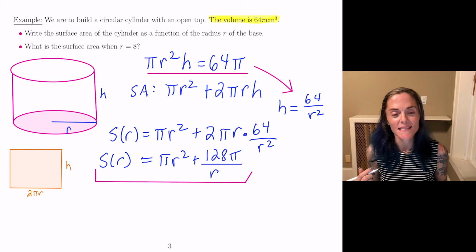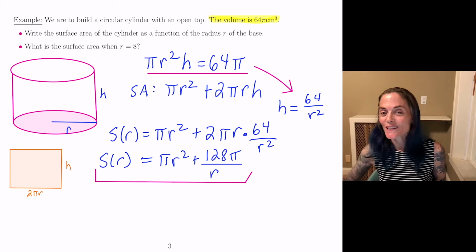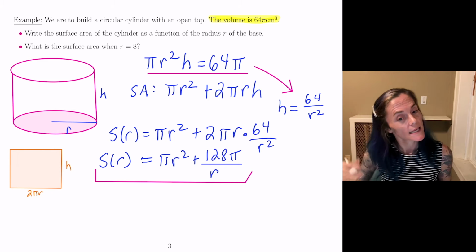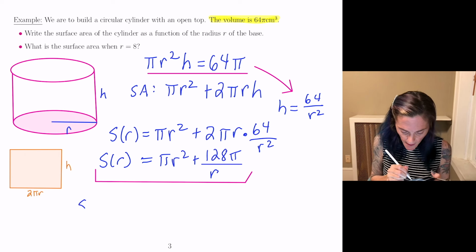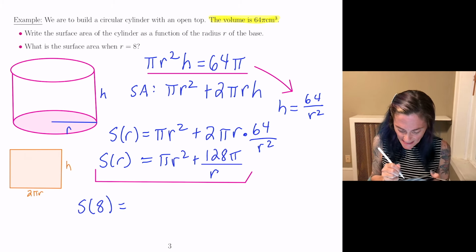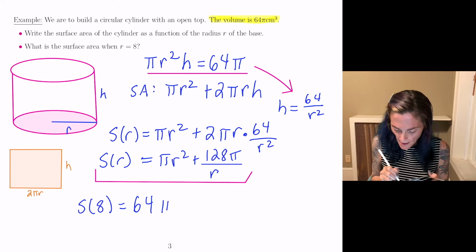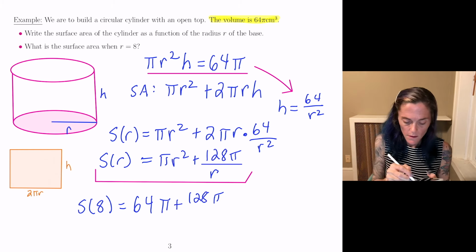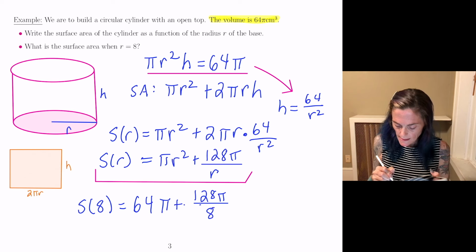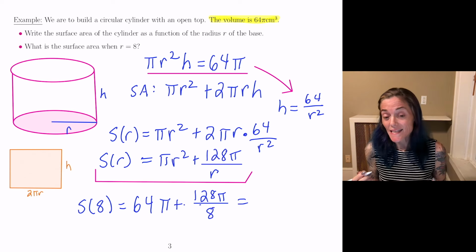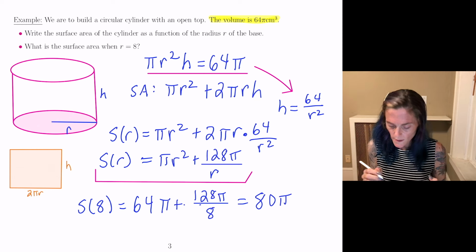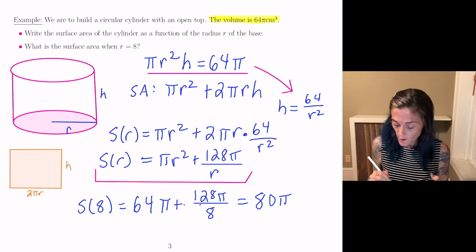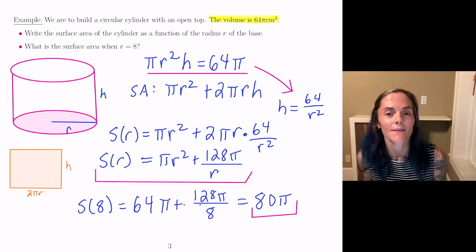But now instead of optimizing anything, which you will learn in calculus, let's just evaluate. This is our question: what is the surface area when the radius is 8? So we have 64 pi plus 128 pi over 8. So we get 16 pi, and 64 pi gives us 80 pi, which you could put in your calculator and round if you wanted to, but I will leave it exact.